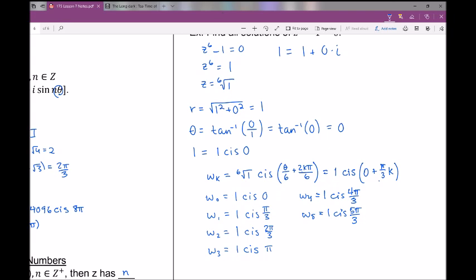Okay, so that is how you would find the 6th roots of 1. So I bet you didn't know 1 had that many roots, did you?